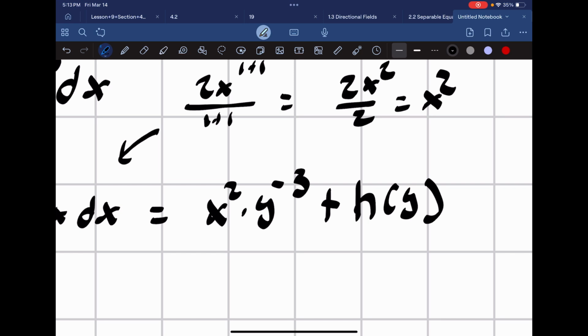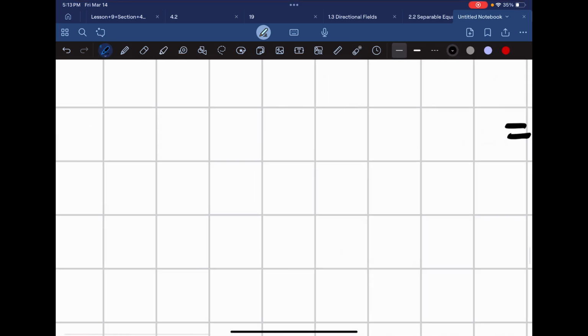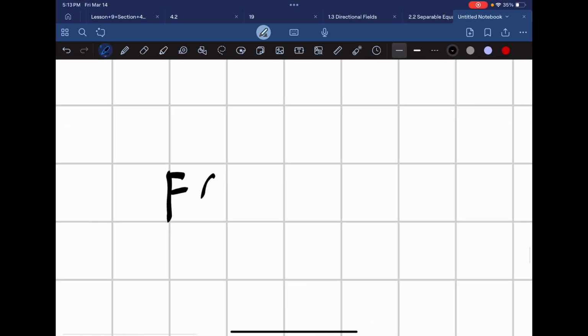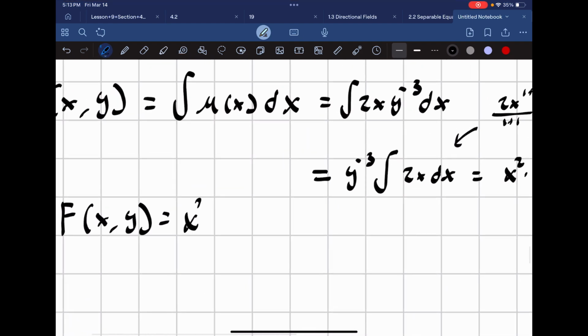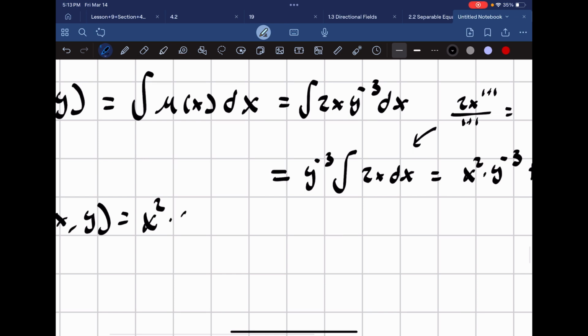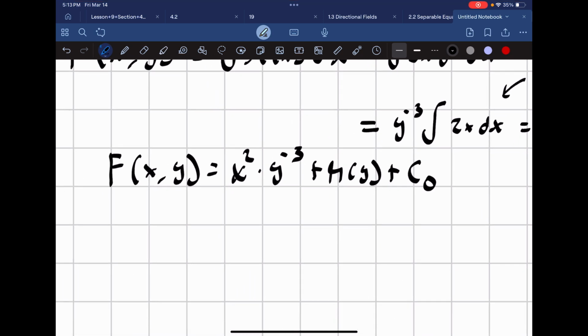And what we're going to do is find what h of y is to complete what our f of x, y function is, which equals x squared times y to the -3rd plus h of y, and plus c sub 0, right? Because it's an integral, so we need a constant.